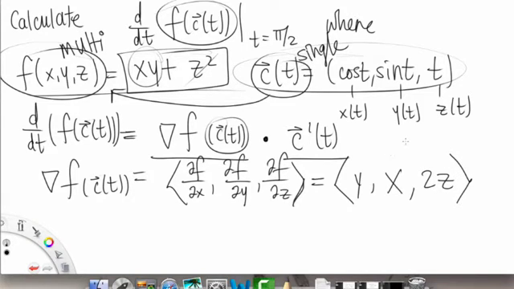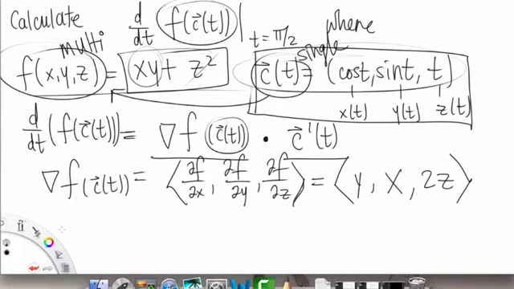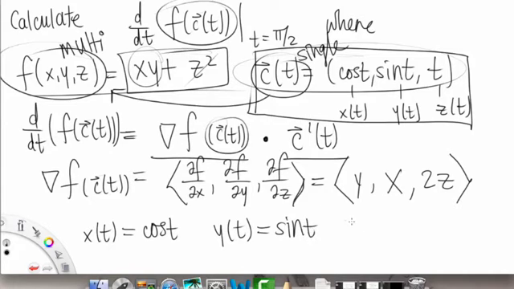So if we have something like that, when we plug in that c of t, for y we would plug in sine t. Let me backtrack a tiny bit here. I'll just rewrite these equations from the path. I know there's a lot of stuff going on. So x of t from our path is equal to cosine t. Our y of t is equal to sine t. And our z of t is equal to t.